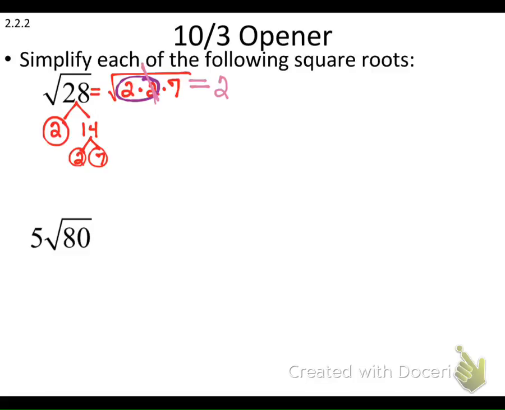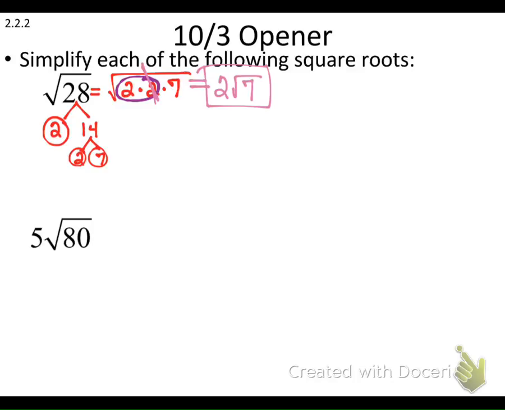However, I'm not finished because I have a 7 here still under the square root sign. So I'm going to have to keep that 7 under the square root sign. So it's going to be 2 square root 7 will be my final answer. So the square root of 28 simplified is 2 square root 7. Okay, that's right. Nice job.